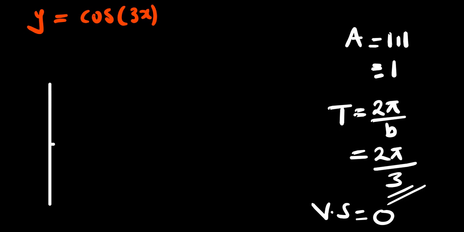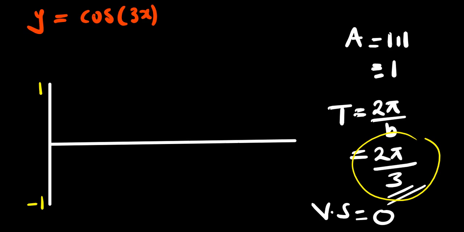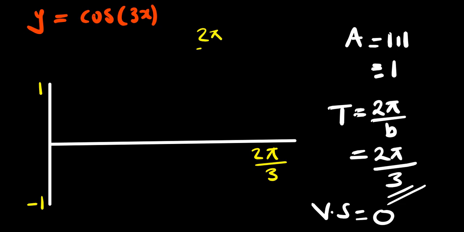This is our y-axis, this is our x-axis. So we're saying the amplitude is 1, how high it will go. Then we're saying the period, the time it will take to complete a full revolution, it is 2 pi over 3. Now what would be the half of 2 pi over 3? So 2 pi over 3 multiplied by half, I'm just going to get 2 pi over 6.